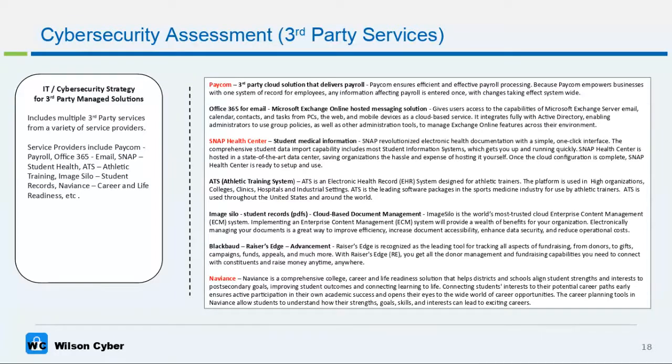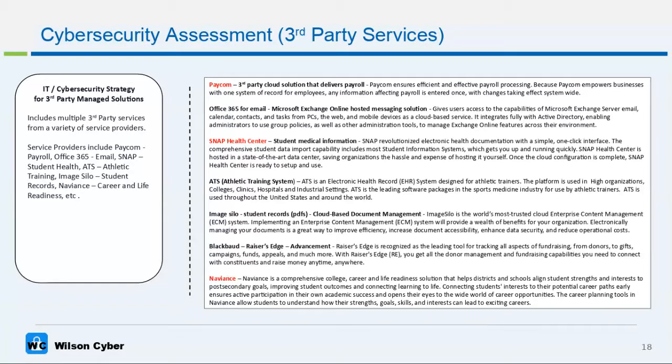Snap Health Center, student medical information. Snap revolutionized electronic health documentation. A simple one-click interface and comprehensive student data import capability, including most student information systems, get you up and running quickly. Snap Health Center is hosted in a state-of-the-art data center, saving organizations the hassle and expense of hosting it yourself. Once the cloud configuration is complete, Snap Health Center is ready to set up and use.